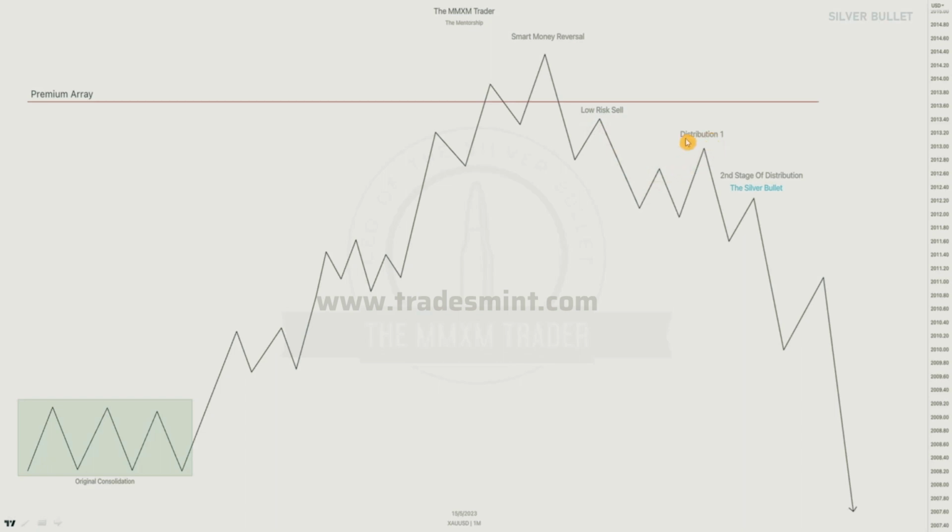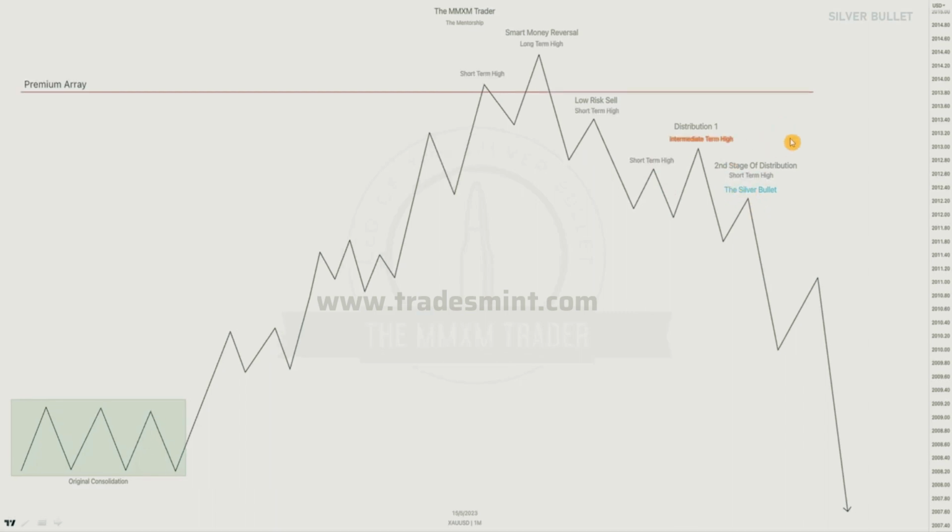Now we need to see an intermediate term high form, right? Because we're on the sell side of the curve. So what do we need to have? We need a short-term high to the left of it and a short-term high to the right of it. Right? So low risk sell, short-term high, another short-term high is formed, and then that intermediate term high is being formed.